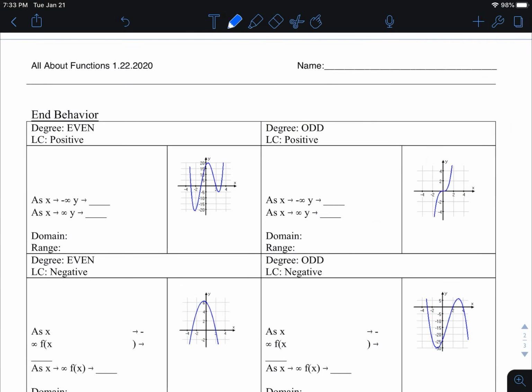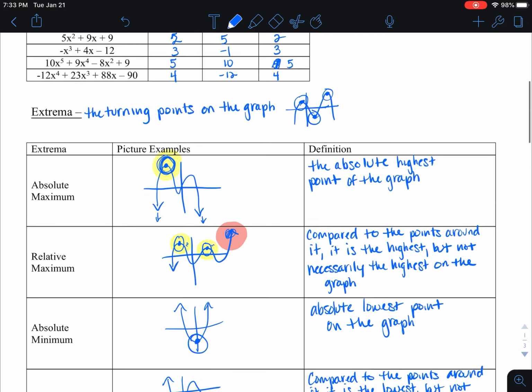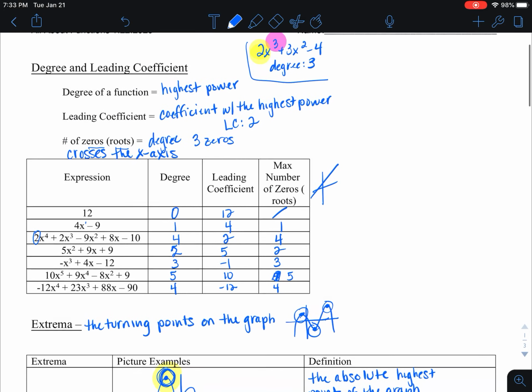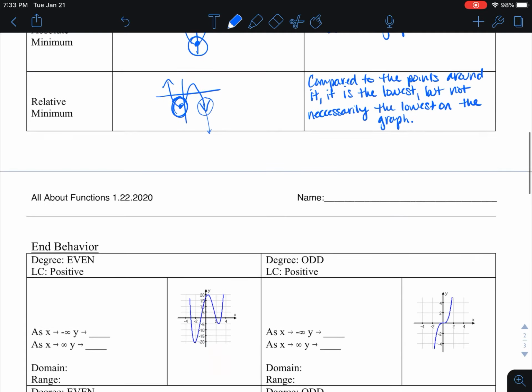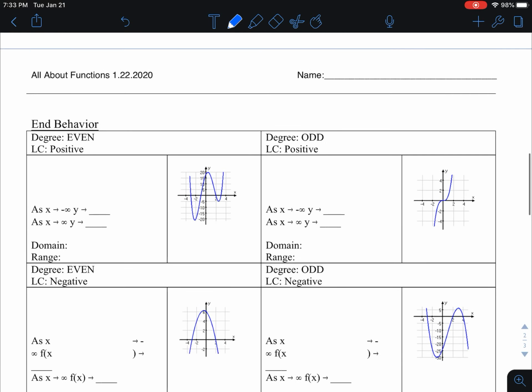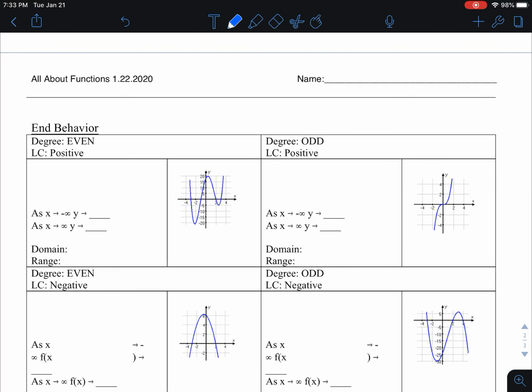All right, guys. So you should watch the first video on the extrema, the degree, leading coefficient, the zeros, roots, all of that. So now we're going to talk end behavior. With end behavior, we have this funky little symbol of infinity.